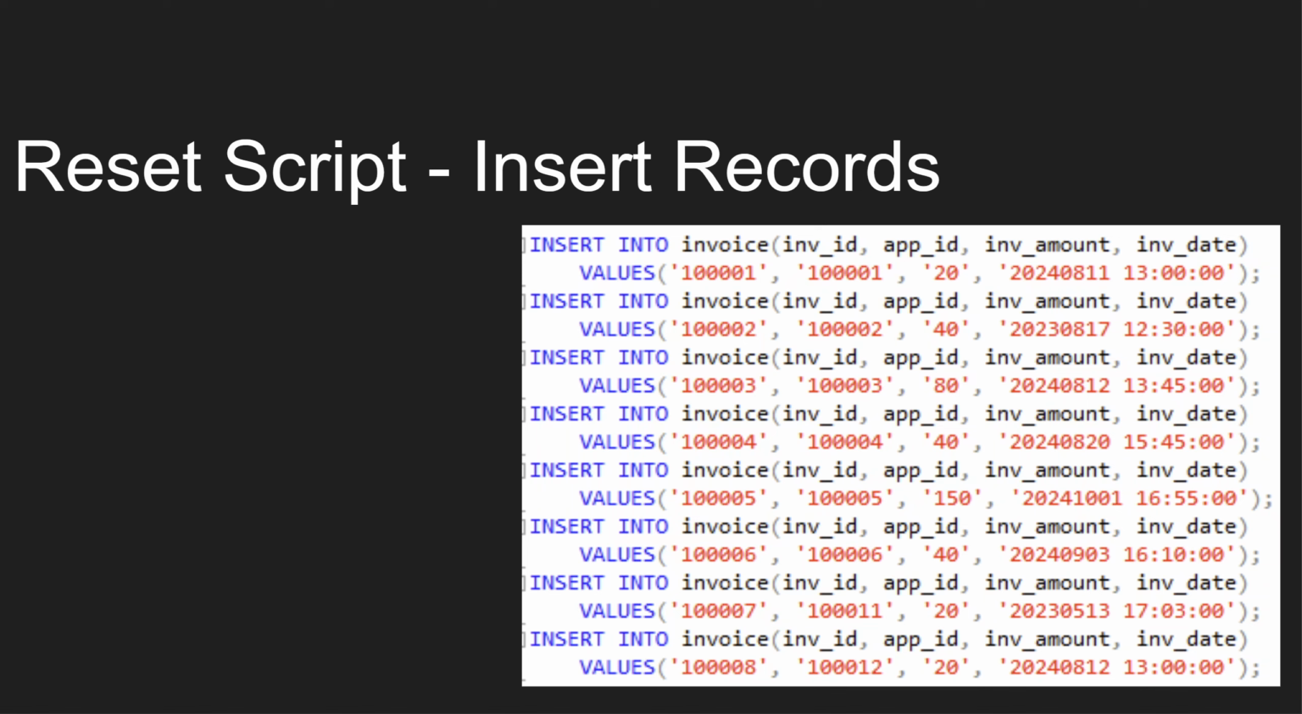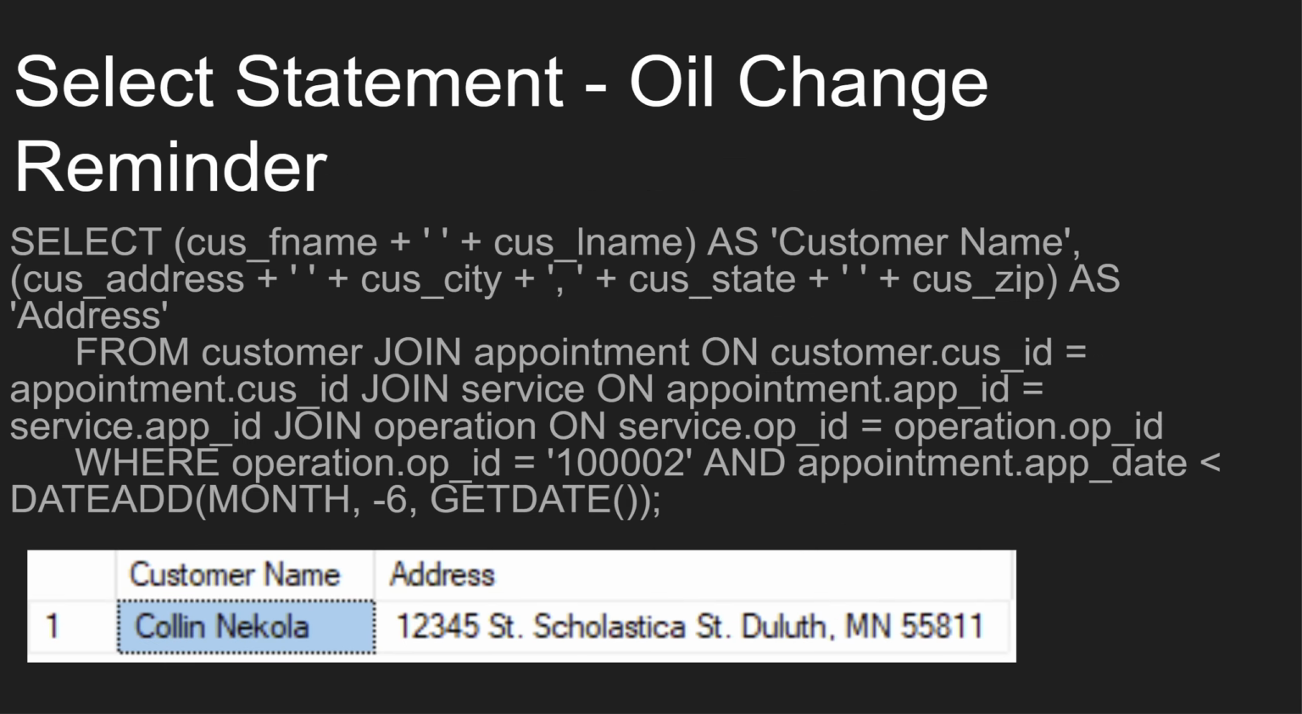But then here's the part to insert records. This is inserting them into the invoice table. So you see for each record, the first one is the inv ID, which is the primary key for invoice. Then the app ID, which is a foreign key for the appointment table. Then the inv amount, which is how much money is due on this invoice. And then the inv date, which is the date and time that the invoice was generated.